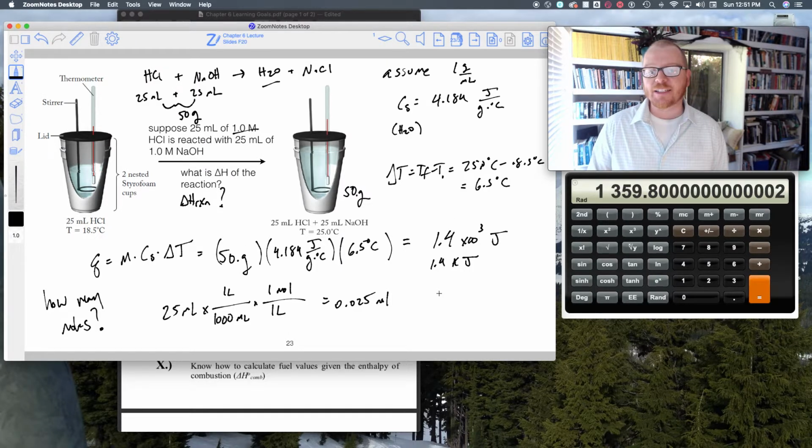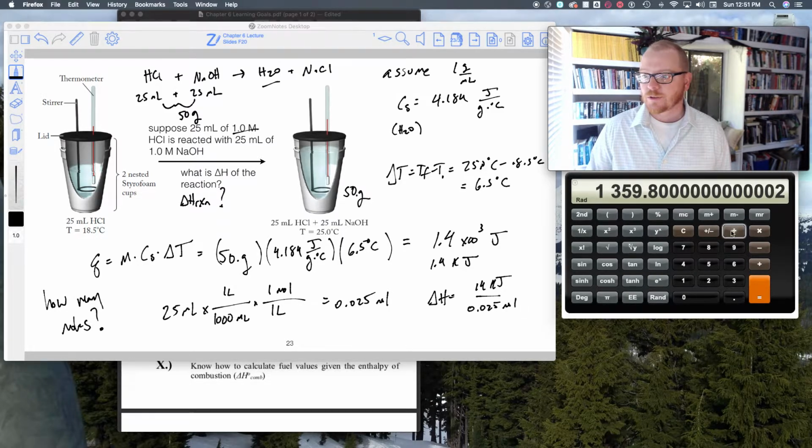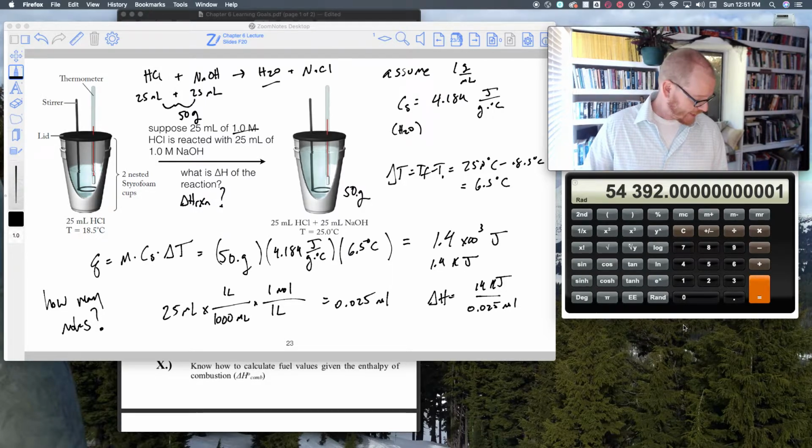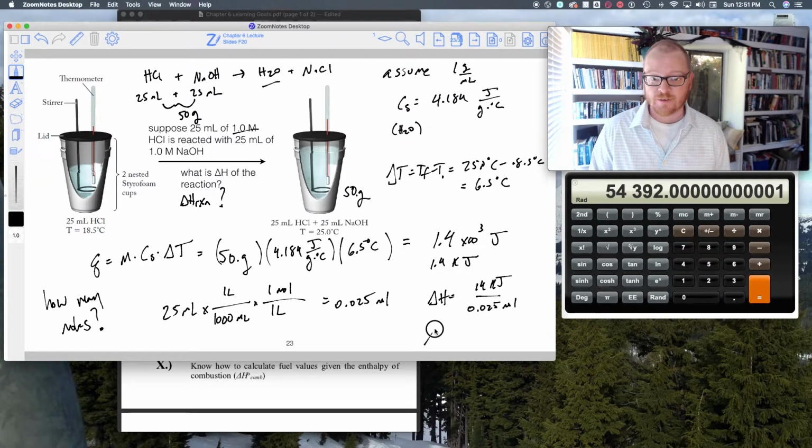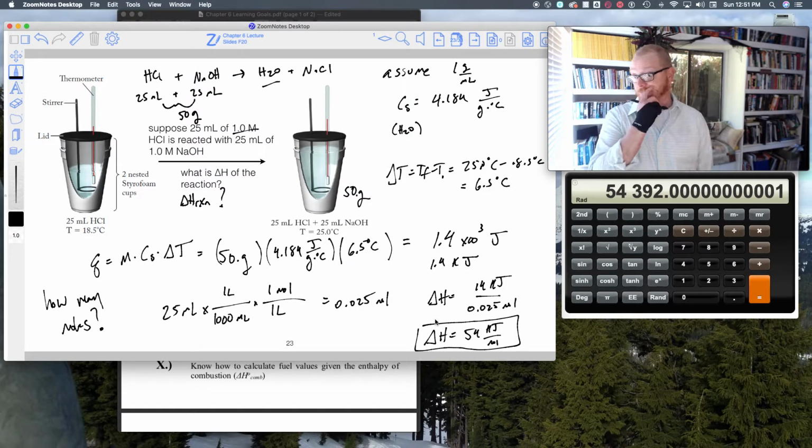And so now that means my delta H is 14 kilojoules divided by 0.025 moles, and that gets me 54.4. So with 2 sig figs, that's going to be 54 kilojoules per mole for the delta H of reaction.